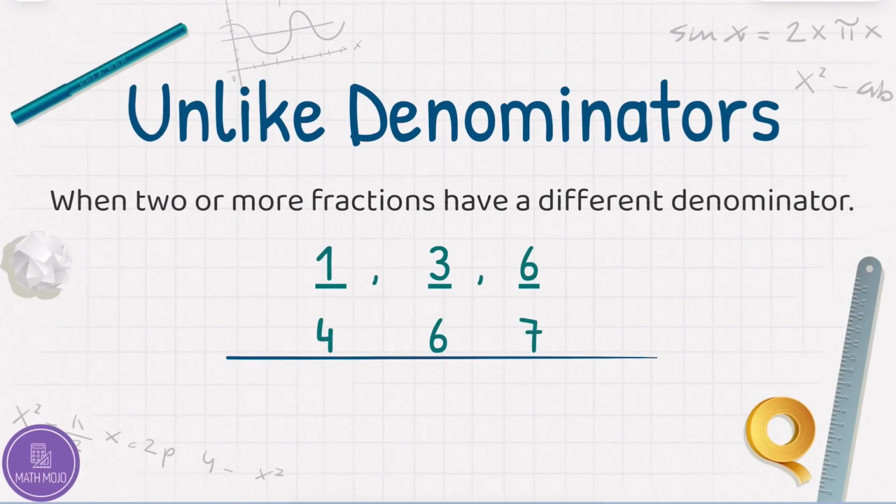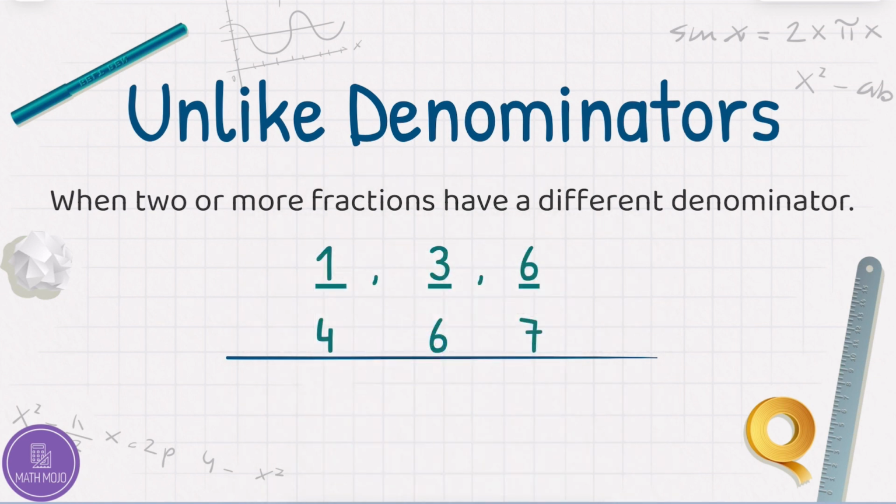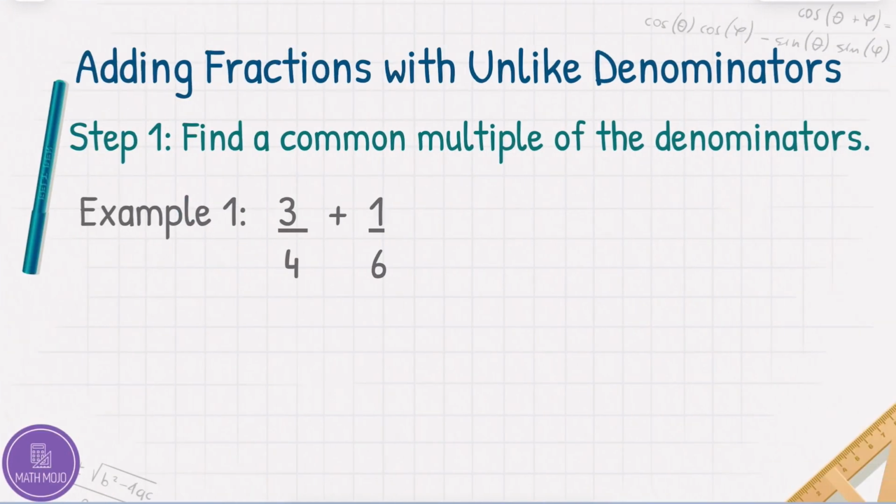Today we're going to be talking about fractions, more specifically adding and subtracting fractions with unlike denominators. So let's start with the definition. Unlike denominators is when two or more fractions have a different denominator. So right over here, we have 1 over 4, and then we have 3 over 6 and 6 over 7. As you can see, the denominator for all three fractions are different, which means they're all unlike denominators.